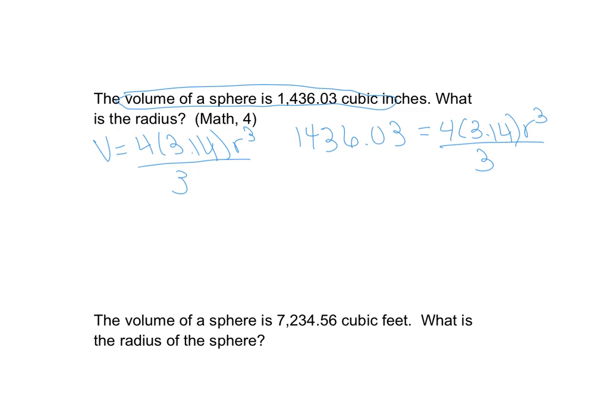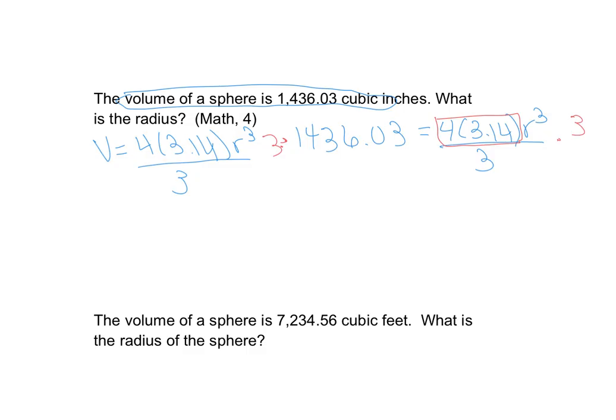Okay, so I'm going to do two things here at the same time. First of all, I'm going to multiply by 3 on both sides to undo the divided by 3. Second thing I'm going to do is I'm also going to multiply these two guys together. We could do them in separate steps, but I'm going to go ahead and do them at the same time.